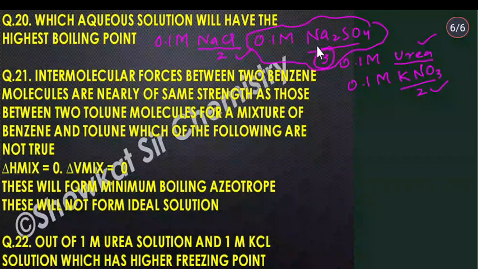So more the number of solute particles, more the number of moles, right? Then more will be the colligative property value. So that means here highest boiling point will be that of sodium sulfate.